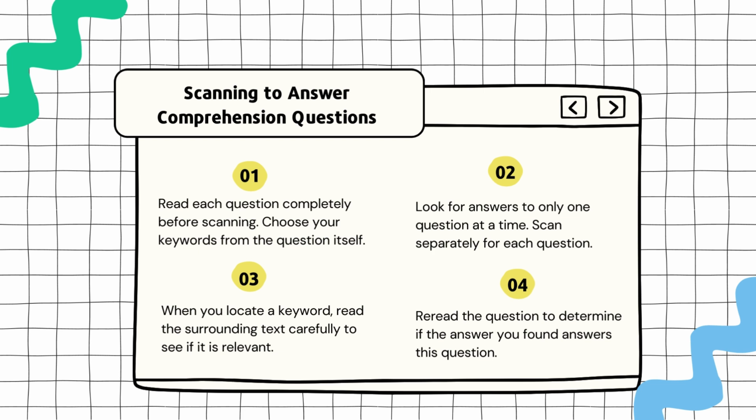Choose your keywords from the question itself. Then look for answers to only one question at a time. Scan separately for each question. After that, you locate a keyword. Read the surrounding text carefully to see if it is relevant. Then reread the question to determine if the answer you found answers this question.